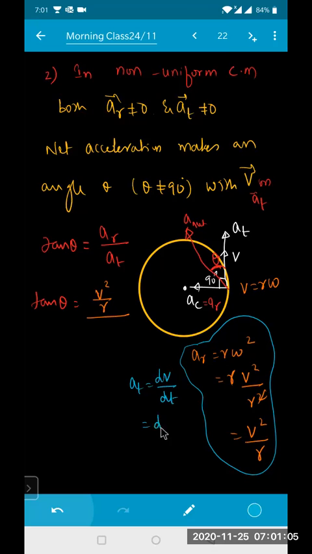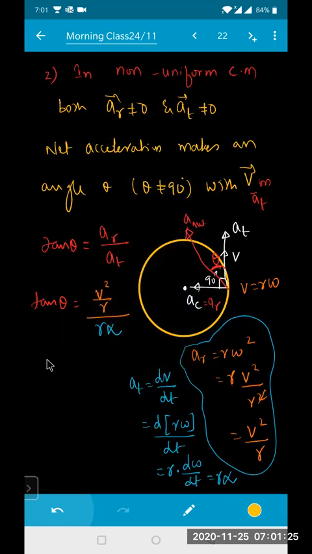That is equal to d in the place of V, if I write R into omega, by dt. In this one, the radius is constant, so bring out d omega by dt. So that is equal to R, d omega by dt is what? Alpha. So this will become R into alpha. So this one is R into alpha.